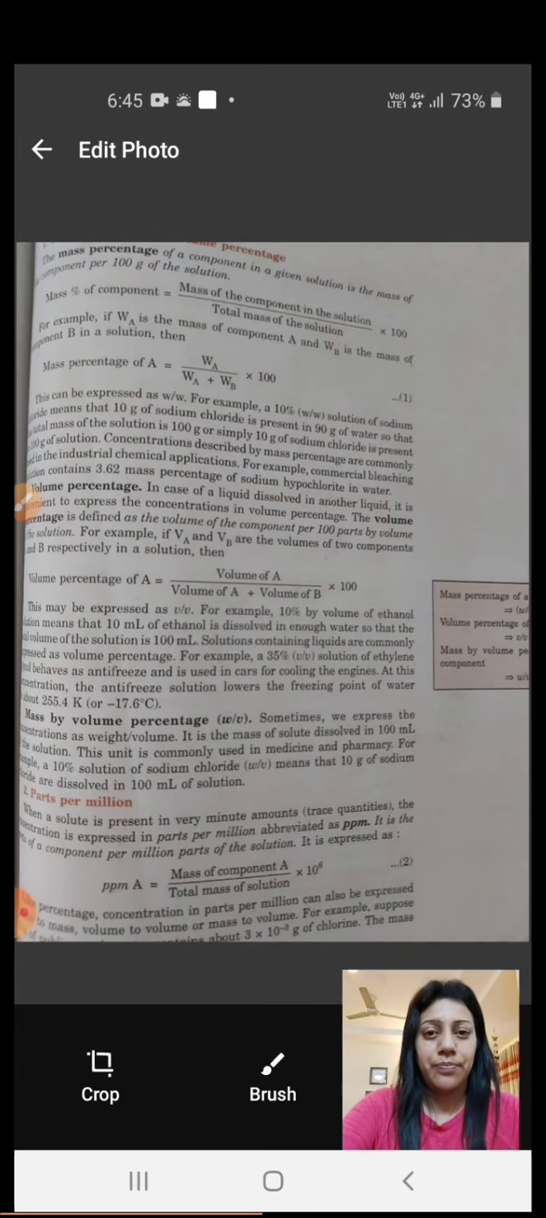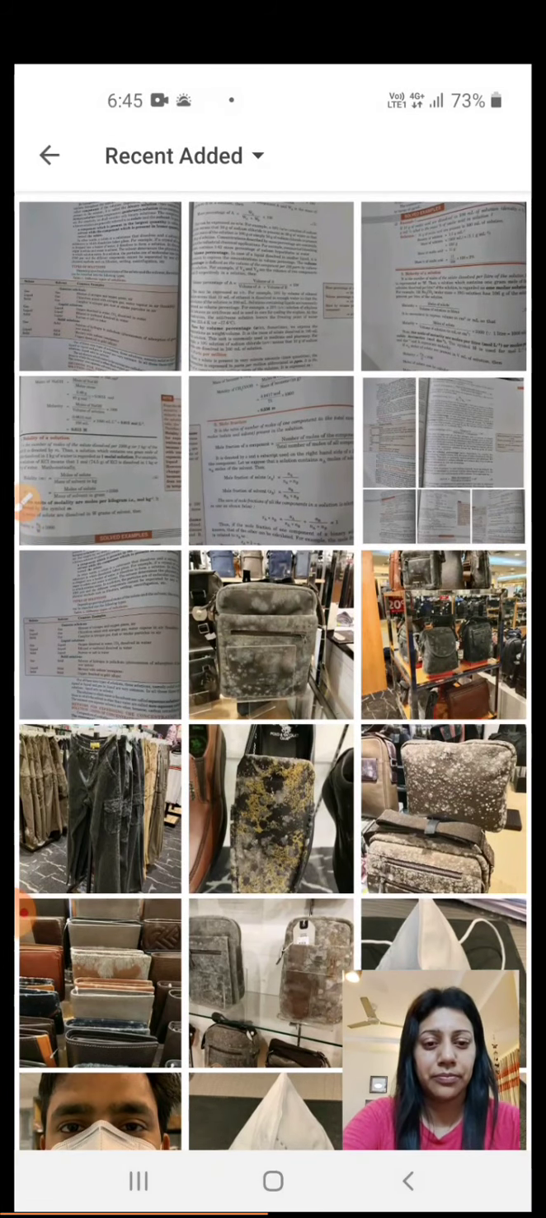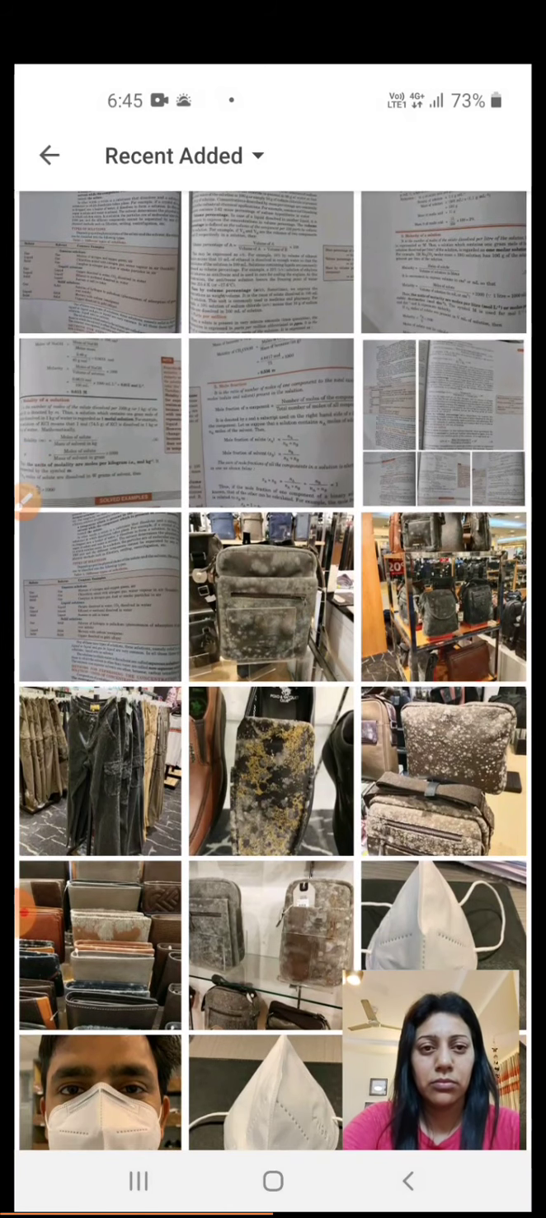Next one is molarity. Molarity of a solution is the number of moles of the solute dissolved per liter of the solution. It is denoted by capital M. Molarity is equal to number of moles of solute upon volume of solution in liters, and if the volume is in ml then multiply by 1000. How to calculate the number of moles: given mass upon molar mass.